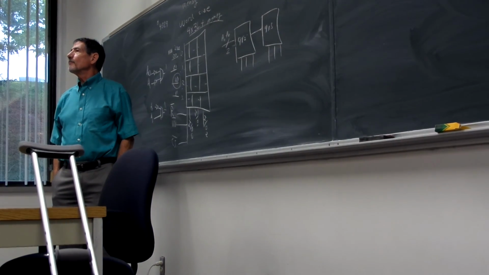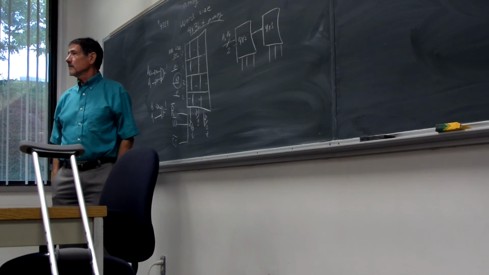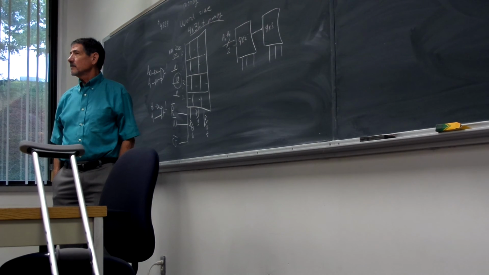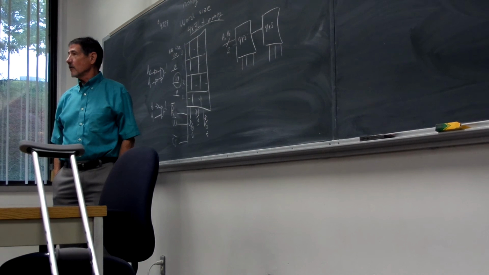8 by 6 memory. You'd have to have more address lines. How many of these cells would I have to have? 4. I'd have to have 4 of them.